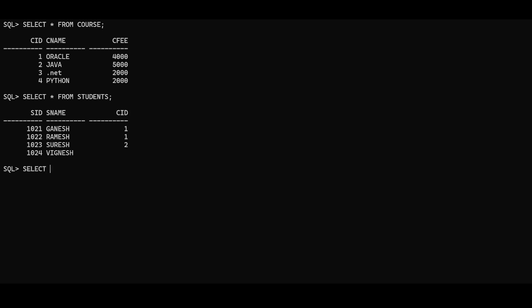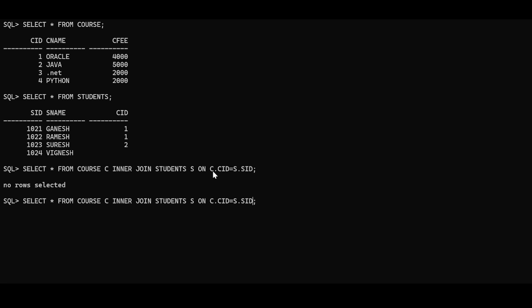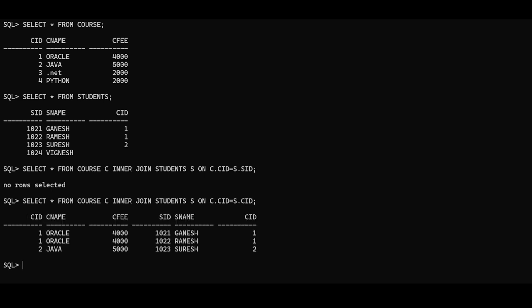Typically, how will we join by using inner join? Select star from course C inner join students S on C dot CID, the common column, equal to S dot CID, the common column. Both tables are joined.